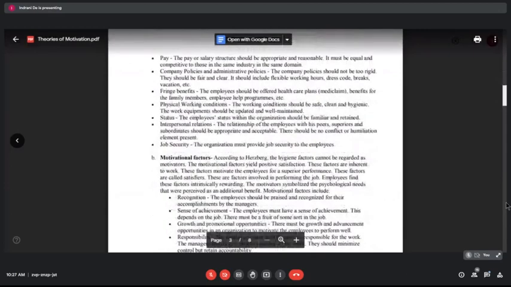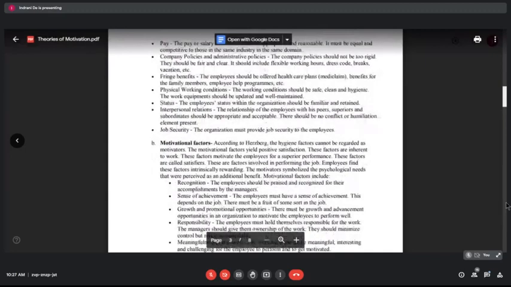Recognition. You have done something, you have accomplished your task, so you will be praised: well done, you have done a good job. So that is the praise you are getting from your superior. That means whatever effort you have given, whatever dedication you have shown, you are getting the recognition of that. So that will motivate you.